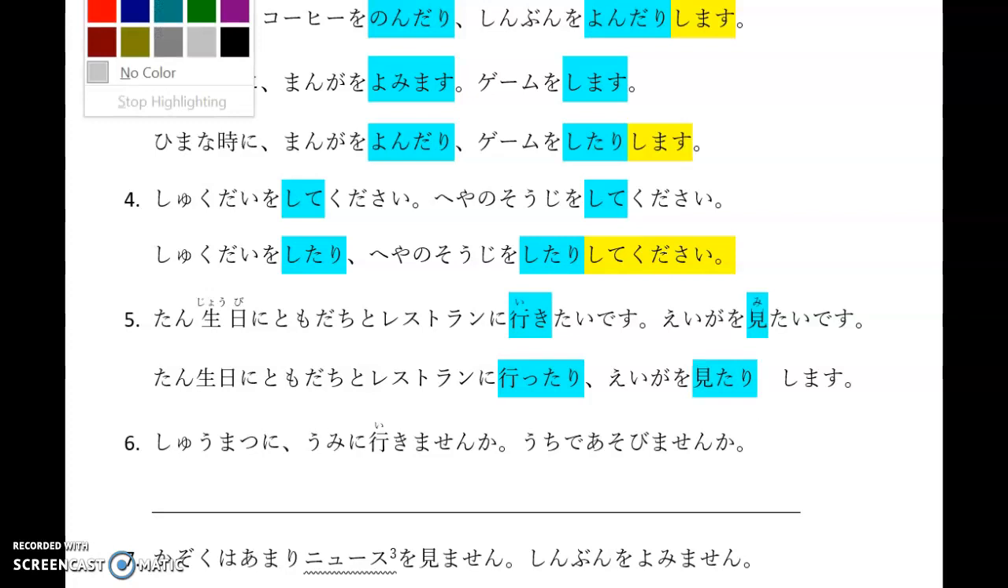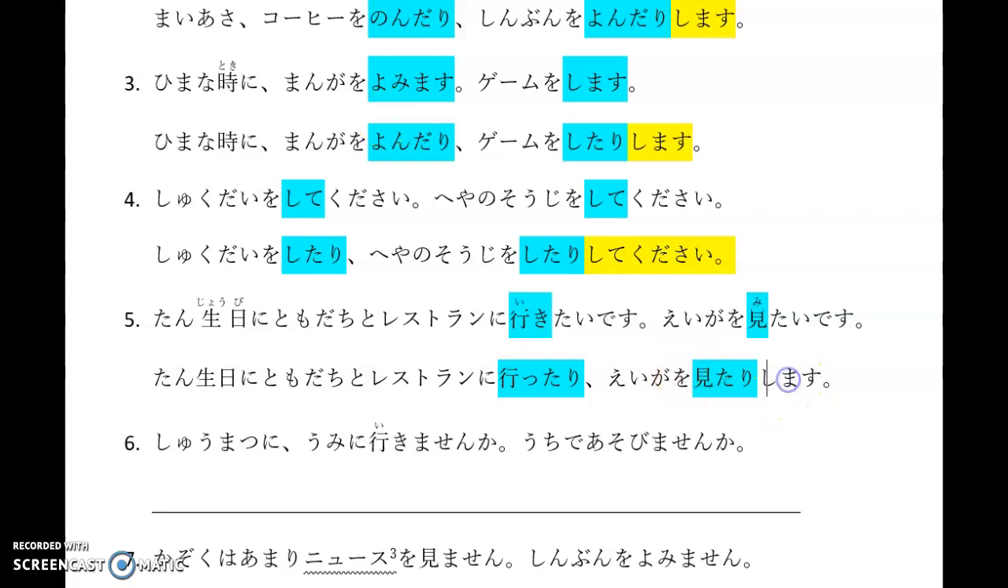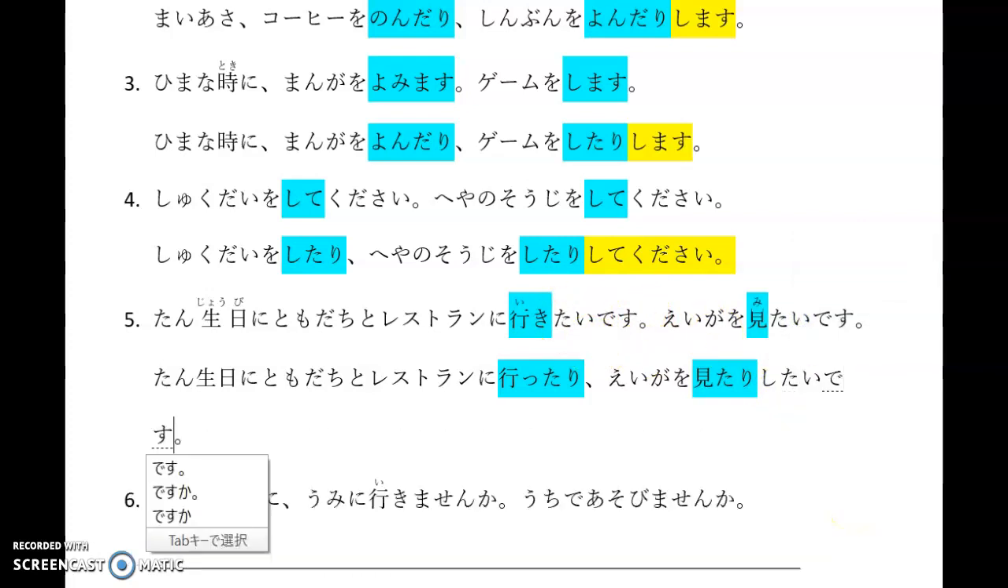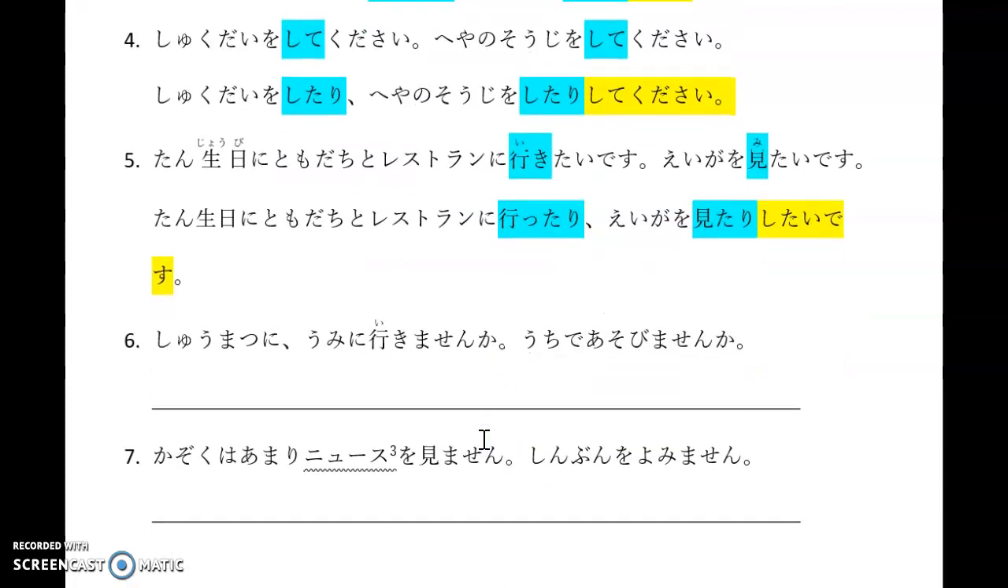So let me highlight the verb for you. Now, shimasu, if you look at the original sentence, does it end with a must? No, it doesn't. It ends with a tai desu, which means you want to do something. So therefore, shimasu then has to change to shitai desu. Okay? To tell people that's what you want to do.